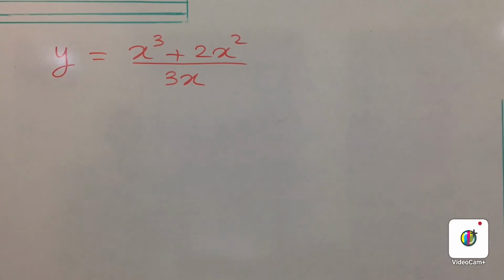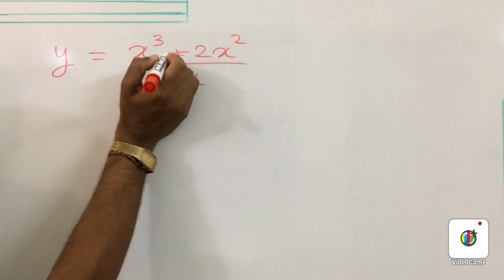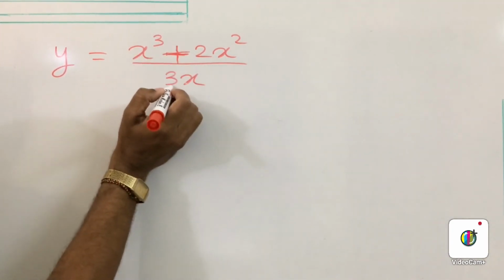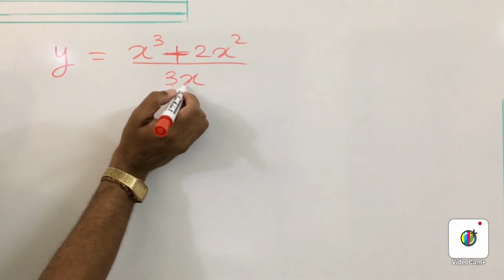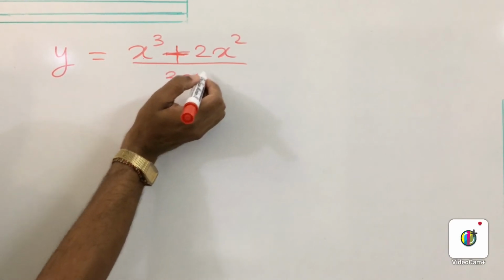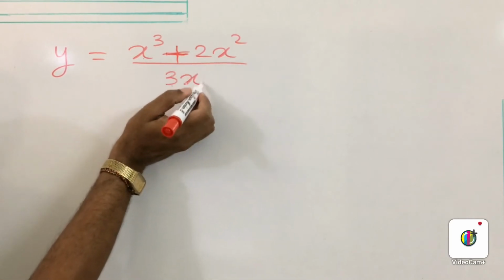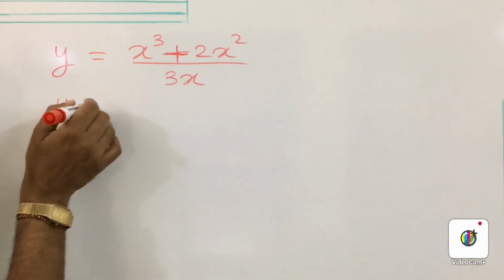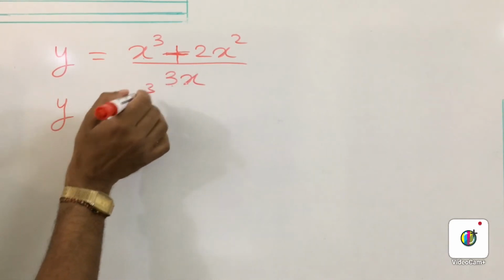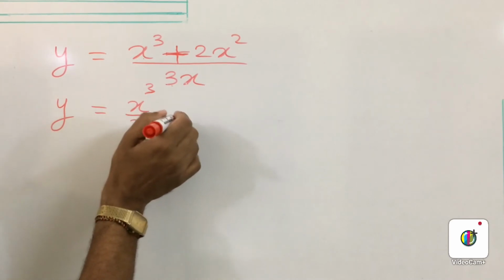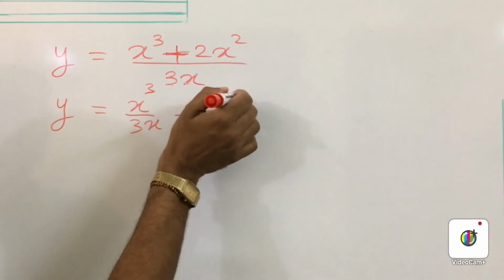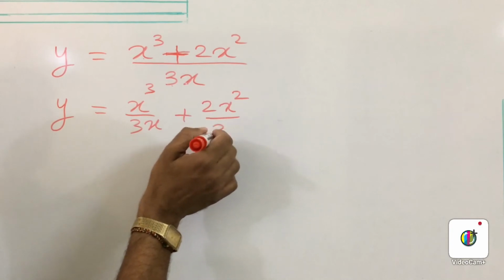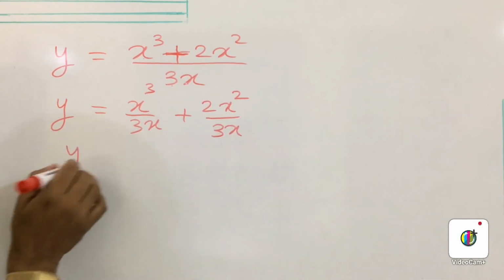You see this question, y = (x cubed + 2x squared) over 3x. This type of question has a common denominator, 3x. This denominator belongs to both terms. Therefore you split this denominator to each one: y = x cubed over 3x + 2x squared over 3x. Now you can simplify this one.